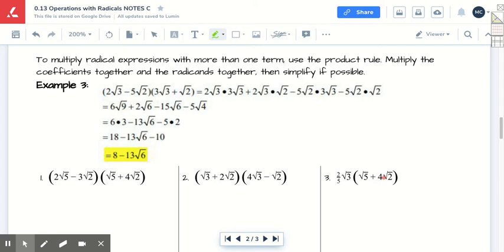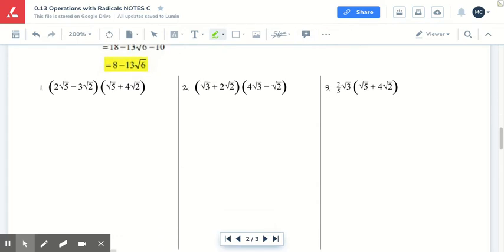The next piece of this lesson is still multiplying with radicals, but this time the radicals have more than one term, so they're essentially binomial radical expressions. So I've got an example up here. I'm going to let you look through that one and think it through on your own after you've seen some of mine.